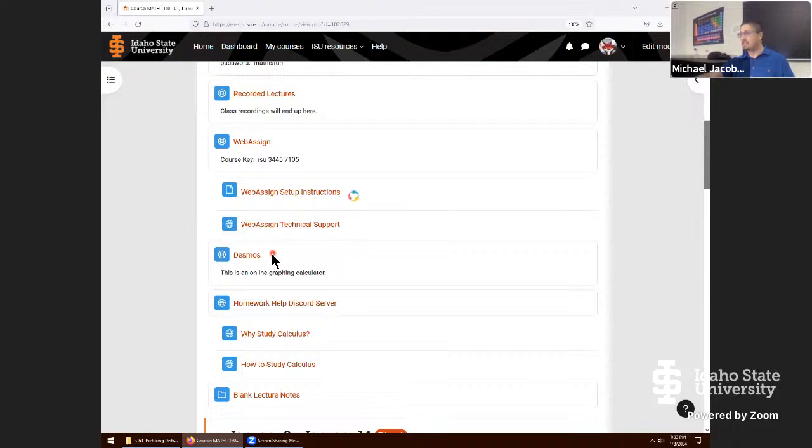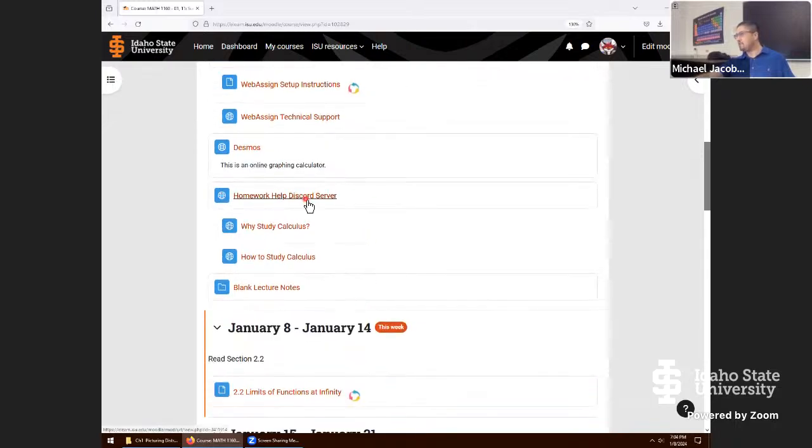Let's see here. That takes us to Desmos. This is something I'll use in class from time to time, just as a graphing calculator. Again, because it's a graphing calculator, it's not something you would have access to in a real exam. But if a real exam requires a graph, like what we use right here, it'll be printed on the exam itself. So sometimes I use Desmos in even writing the exam. Aside from that, this link right here is a brand new one for this semester.